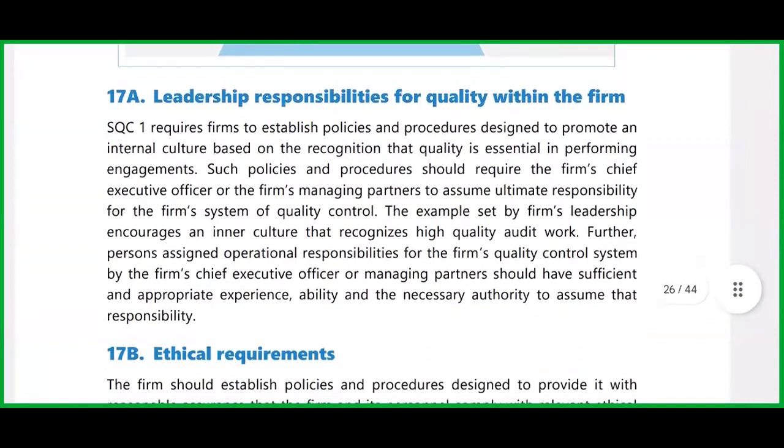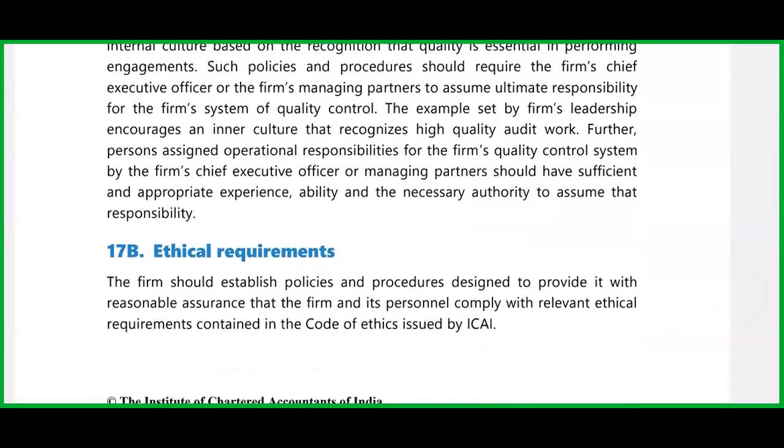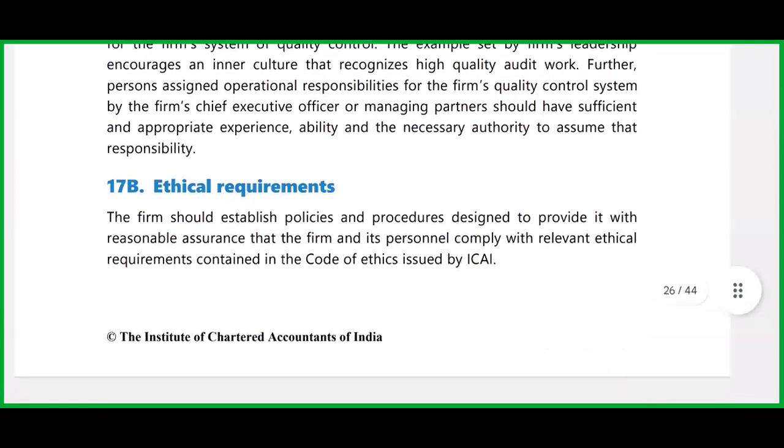First is leadership responsibility. Leadership responsibility is the ultimate responsibility for the firm's system of quality control. Good leadership encourages an internal culture where high quality of audit work is given. So there should be people assigned with responsibility, like the Chief Executive Officer, that is CEO, and managing partners, and they should be sufficiently experienced.